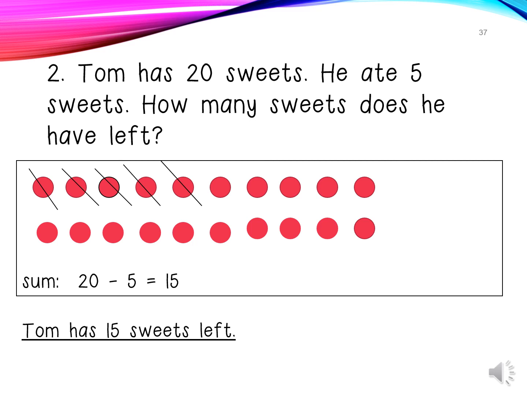Let's see what is left. 1, 2, 3, up to 15. So 15 sweets is left. Now our sum will be 20 minus 5 is equal to 15. Then we can say Tom has 15 sweets left.